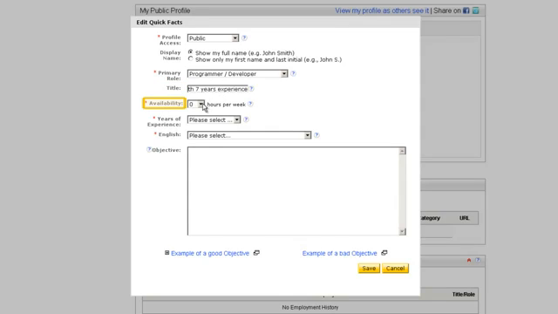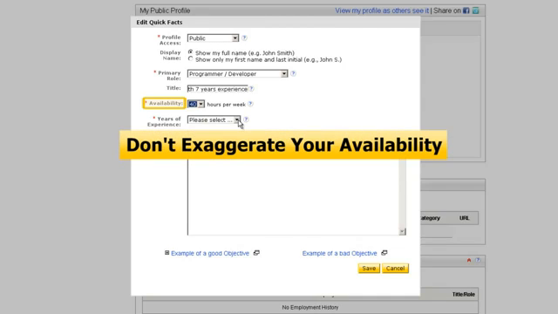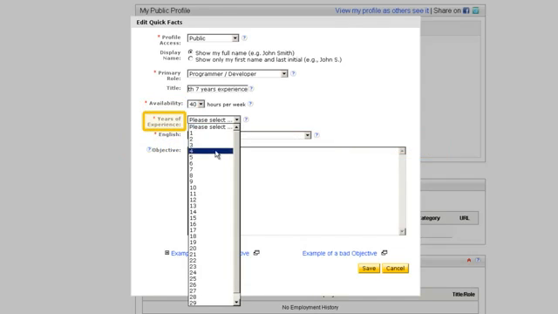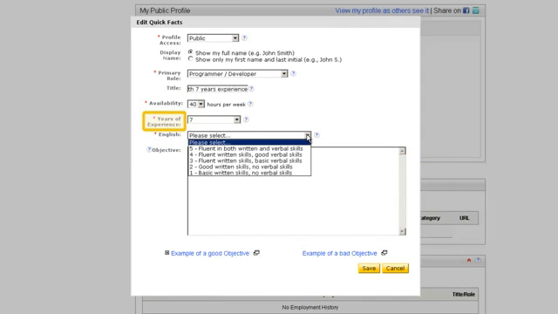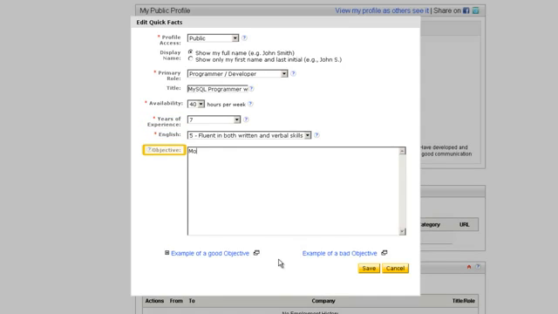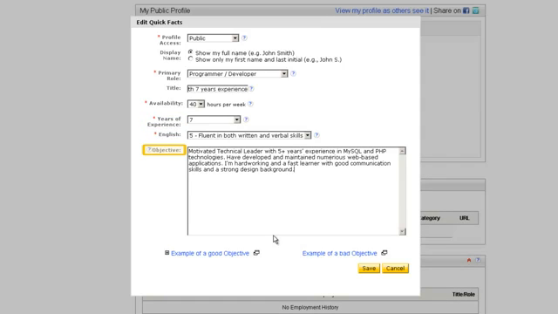Availability. Be sure to select a number of hours that you are most comfortable and realistically available to work on oDesk. Show your seriousness about contracting on oDesk by your available hours, but do not exaggerate your availability. Next, select your years of experience in this field. For objective, enter a short, positive summary of your skills and goals.